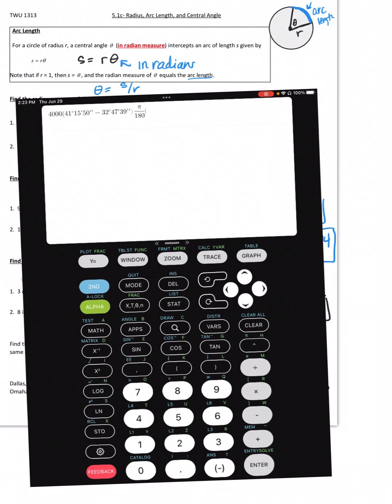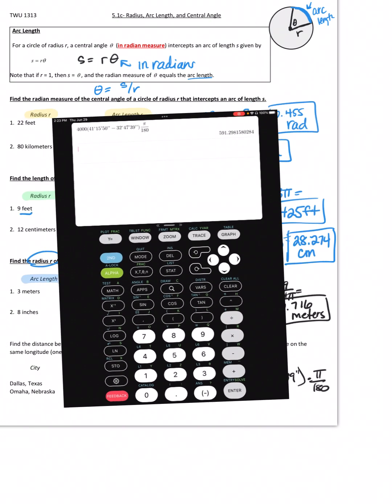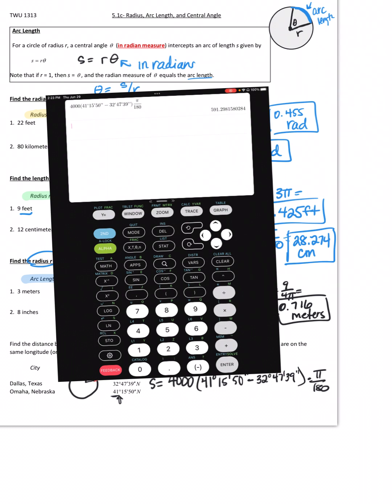But once it's in, it's in. And then you hit enter and it's done the math for me. I'm going to round to 3 decimals like we have been and make sure I put a unit. In this case, I think the unit is miles. So it'd be 591.298 miles.